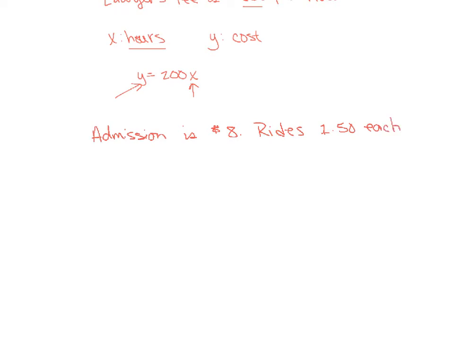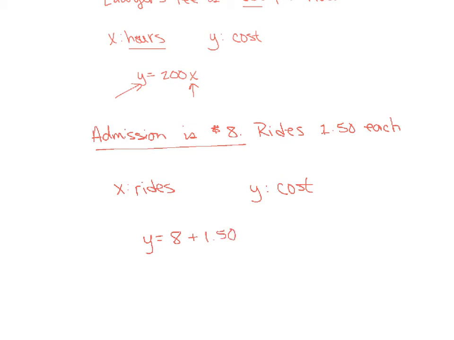So we have our x and we have our y. Our x is independent, our y is dependent. The cost we pay, so that's going to be our dependent, depends on the number of rides we ride. Okay? So this one's a little bit different because we have an admission of $8. It's $8 whether you ride a ride or not. So even if you're just going, let's say this is a carnival, you're going to the carnival just to walk around, you're going to be paying $8. But if you want to ride a ride, that's additional, right? And each additional ride is $1.50 each.